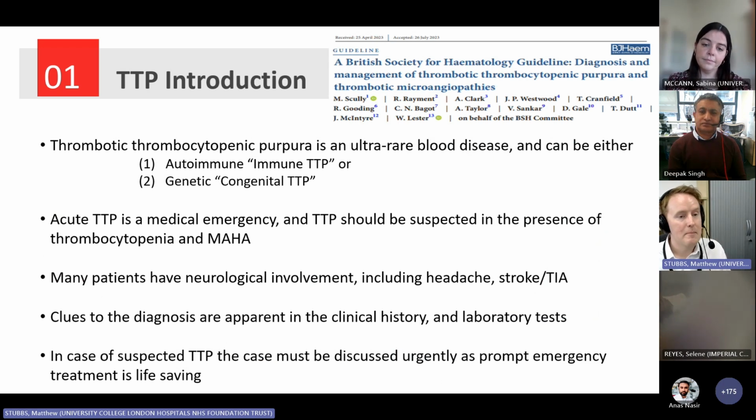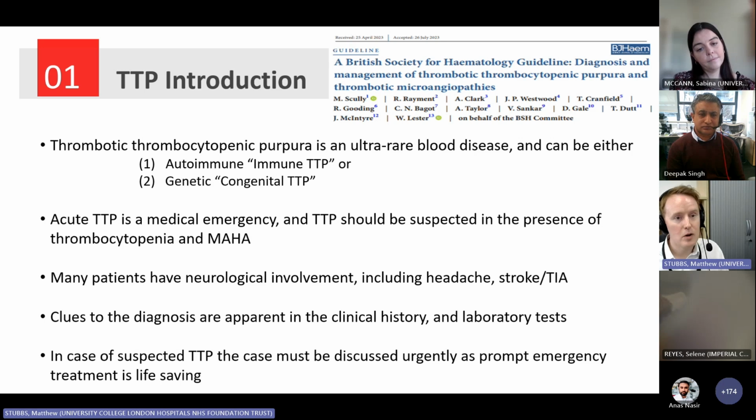So if we take a step back and think, why are we interested in TTP and why is this important? There are some important points here, and this is from the British Society of Haematology updated guidelines on diagnosis and management of TTP. TTP is a very rare disease, an ultra rare disease, and as I mentioned, it can be either autoimmune, immune mediated, or genetic, congenital. The reason why it's important is that TTP is a medical emergency.